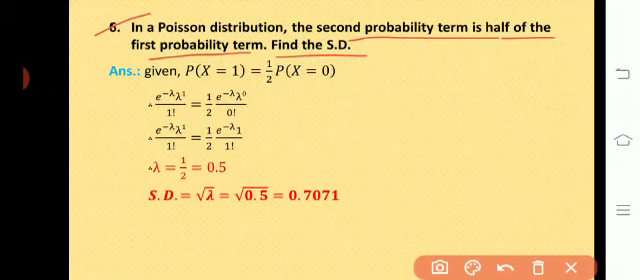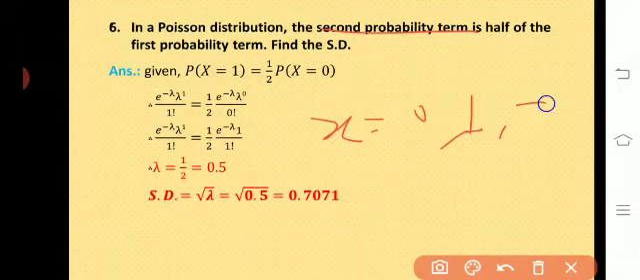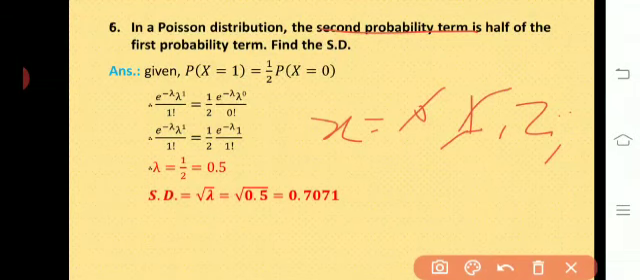Now what is given, that we will write here. What is given? The second probability term. Now you know that the Poisson distribution range is x equal to 0, 1, 2 and so on. Now 0 is the first probability term, 1 is the second probability term. So the second probability term is given, that is probability of x equal to 1 is given, and it is nothing but half of the first probability term, that is half of probability of x equal to 0.